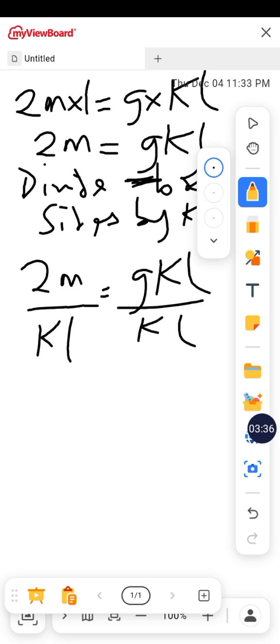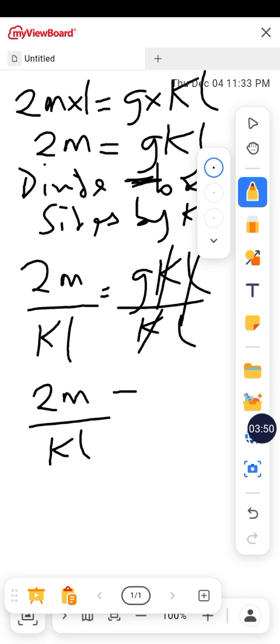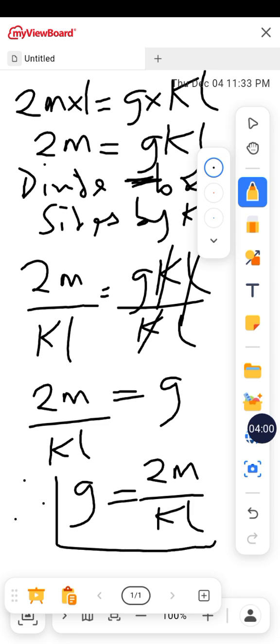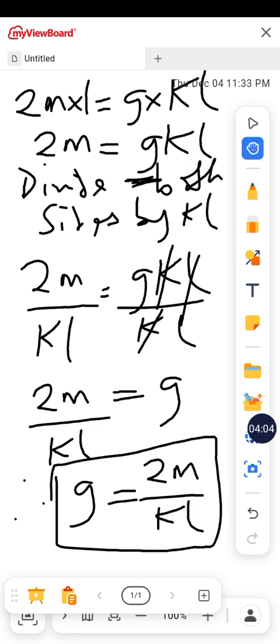So over here, our l cancels our l, and our k cancels our k. So I have 2m over kl equals g, and this one can otherwise be written as g equals 2m over kl. And this way, we have been able to make g the subject of the formula.